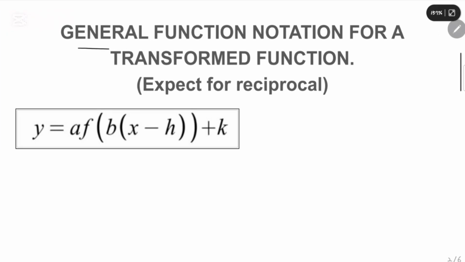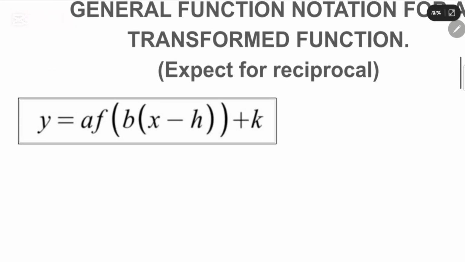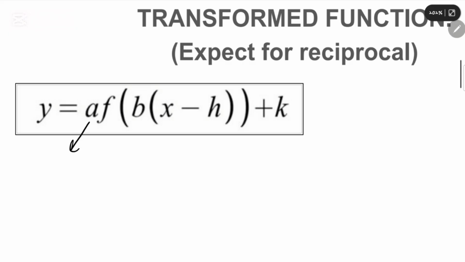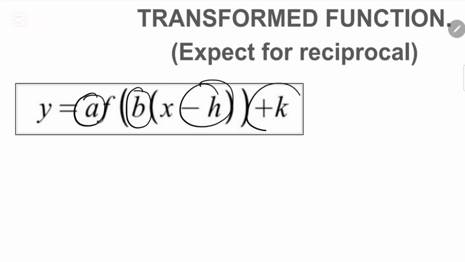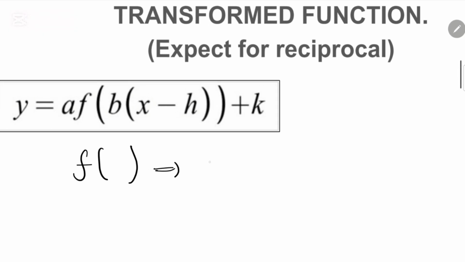This is called the general function notation, and it goes y equals a f(b(x minus h)) plus k. I will go into these things more clearly later, but the basics is that a describes the vertical stretch and vertical reflection, and b describes the horizontal reflection and horizontal stretch, and these two I will discuss later. And f here, so f bracket basically just means whatever function is in this whole bracket.